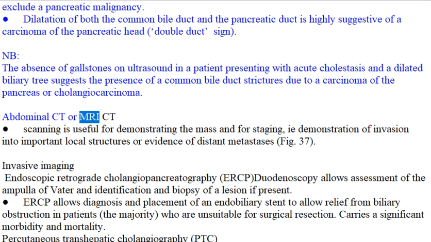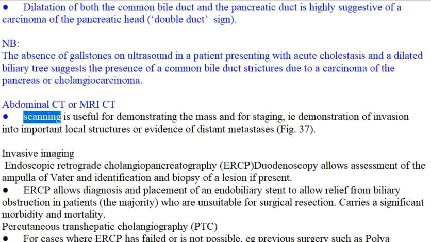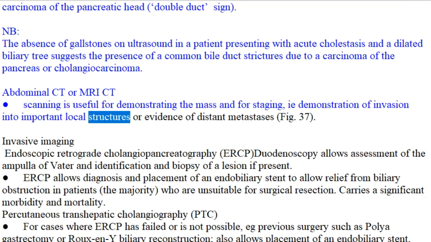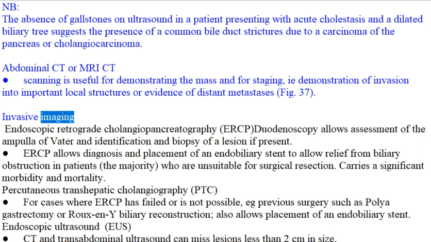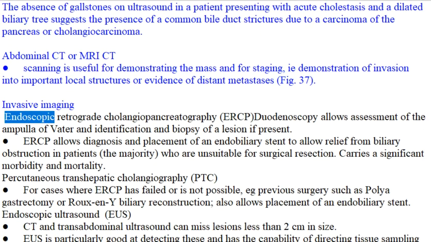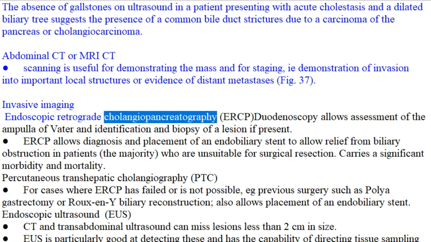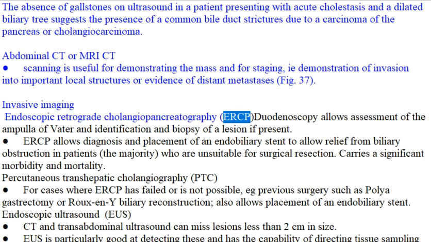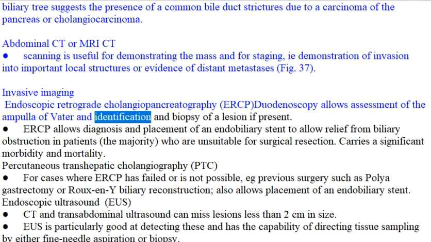Abdominal CT or MRI. CT scanning is useful for demonstrating the mass and for staging, i.e. demonstration of invasion into important local structures or evidence of distant metastases, Fig 37. Invasive imaging. Endoscopic retrograde cholangiopancreatography, ERCP, duodenoscopy allows assessment of the ampulla of Vater and identification and biopsy of a lesion if present.